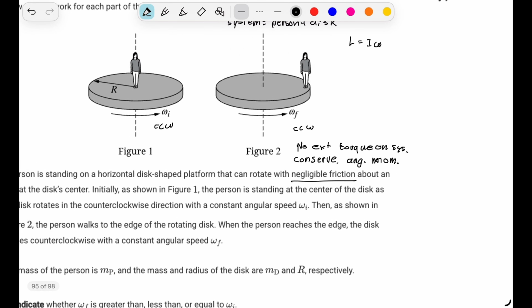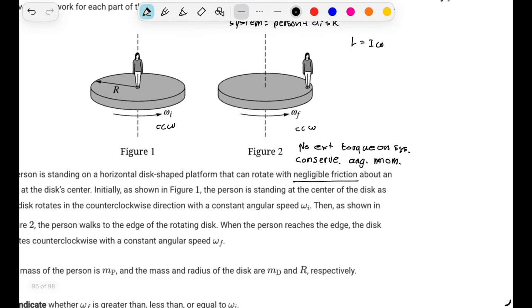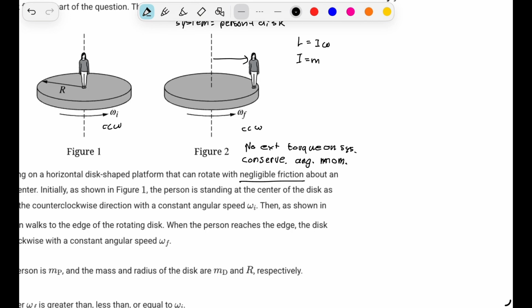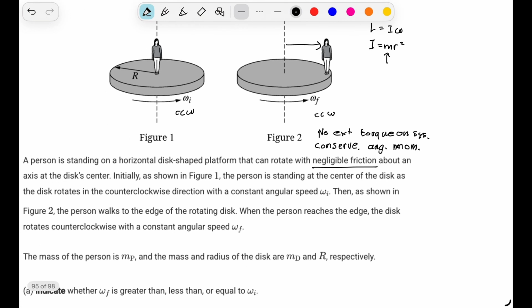So what we have is that when the person walks from the center to the edge, the distance from the axis increases. So they are moving outwards. The distance from the axis, which is the center that it goes through, is increasing. And that will increase the rotational inertia of the system because I is equal to mr squared. The mass is going to stay the same here, and the radius is going to change because the person is moving further away. The radius is measured from the distance that the person is at to the center of where the axis of rotation is.